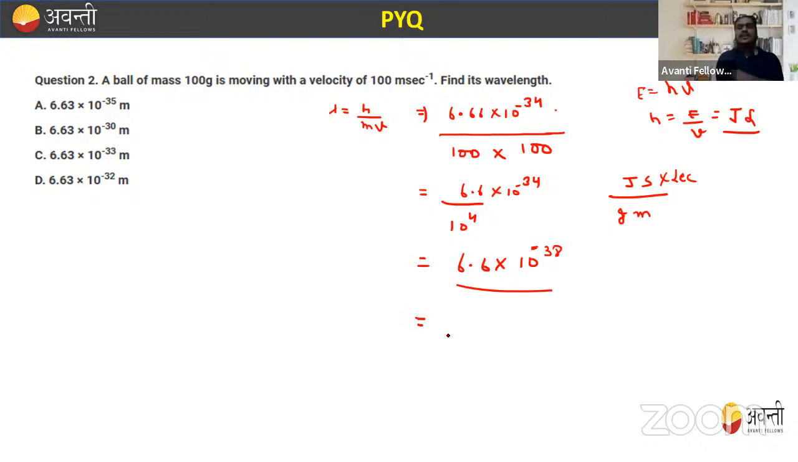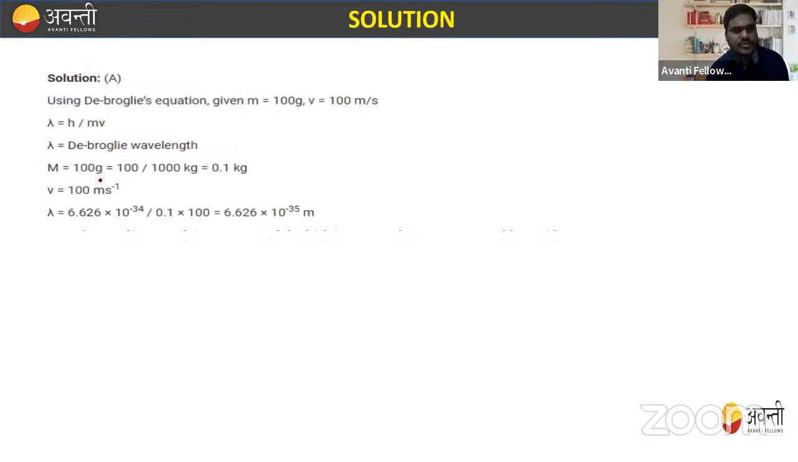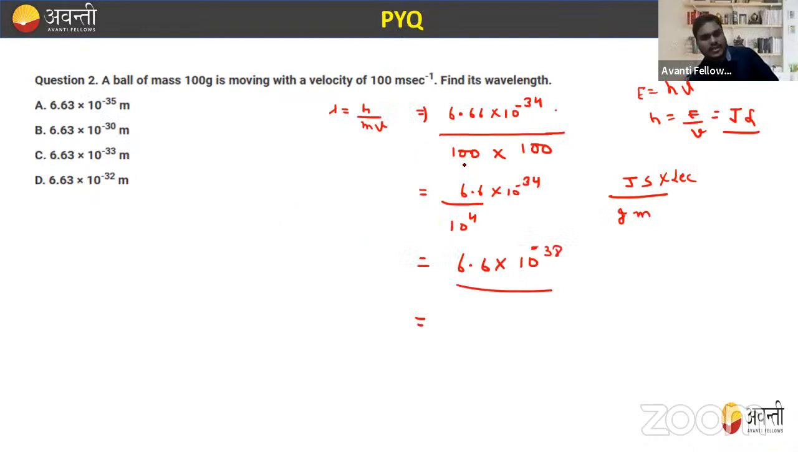Just put the values. We know h is 6.6 into 10 to the minus 34. We convert the mass into kilogram. This is 100 gram now, so just divide 100 gram by 1000, which converts it into 0.1 kilogram.